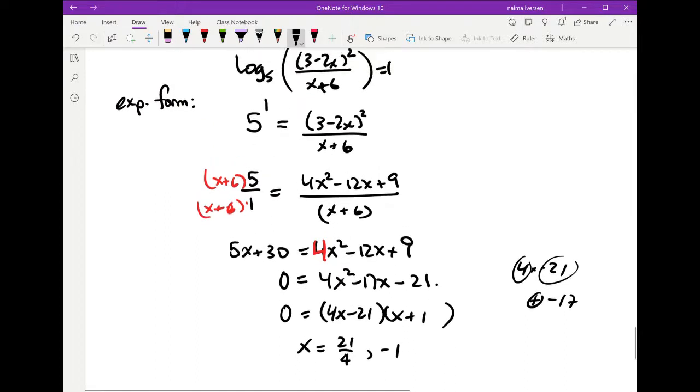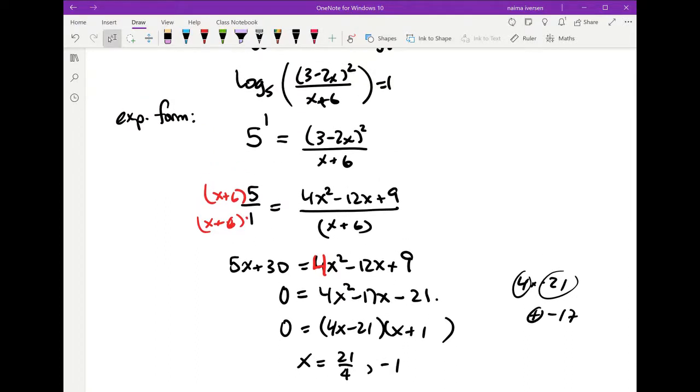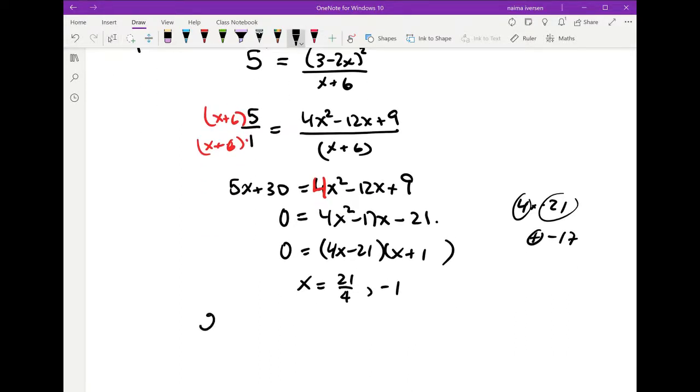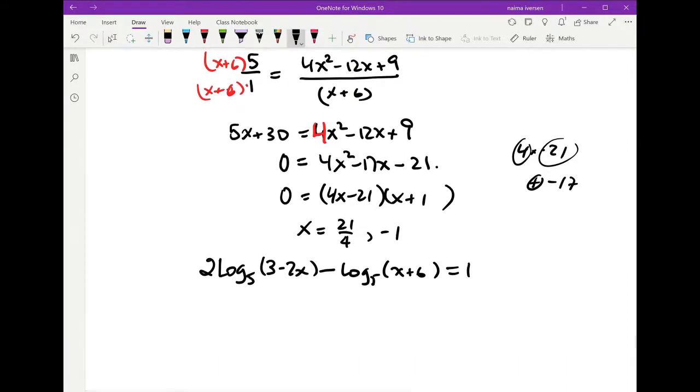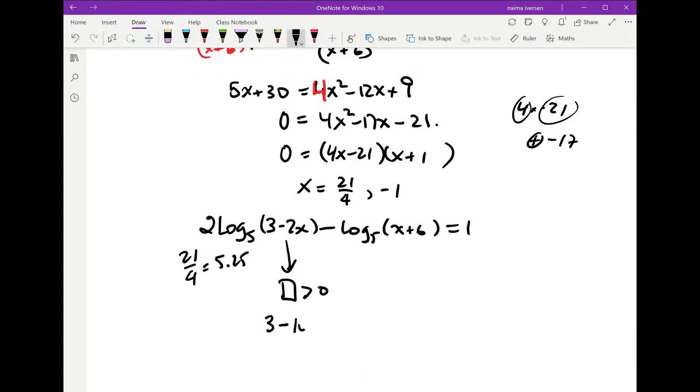Now, don't forget to check. And we don't check in the converted form. We don't check in anything except for the original question. The original question, if you've forgotten it, well, I have. So here, I'm going to write it out. Log base 5 of (3 minus 2x), and then minus log base 5 of (x plus 6) equals 1. So 21 over 4 is equal to 5.25-ish. So when I check this guy, it's the square. It has to be positive. And I get 3 minus 10.5 is greater than 0. So it looks to me like I'm throwing that guy out right away.